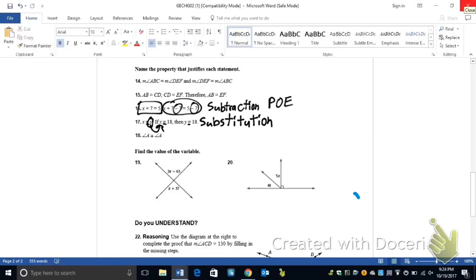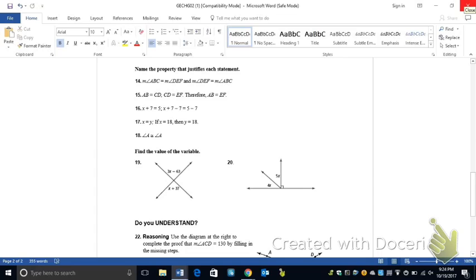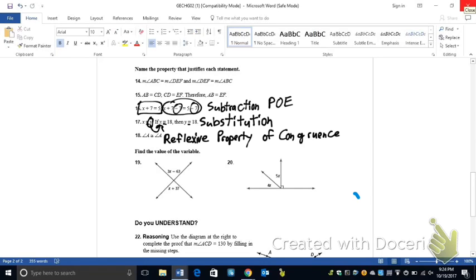We're going to go, angle A is congruent to angle A. And that is simply called the reflexive property of. Now check it out, because we are dealing with a congruent sign instead of an equal sign, we're going to call it the reflexive property of congruence. So that is 14 through 18.